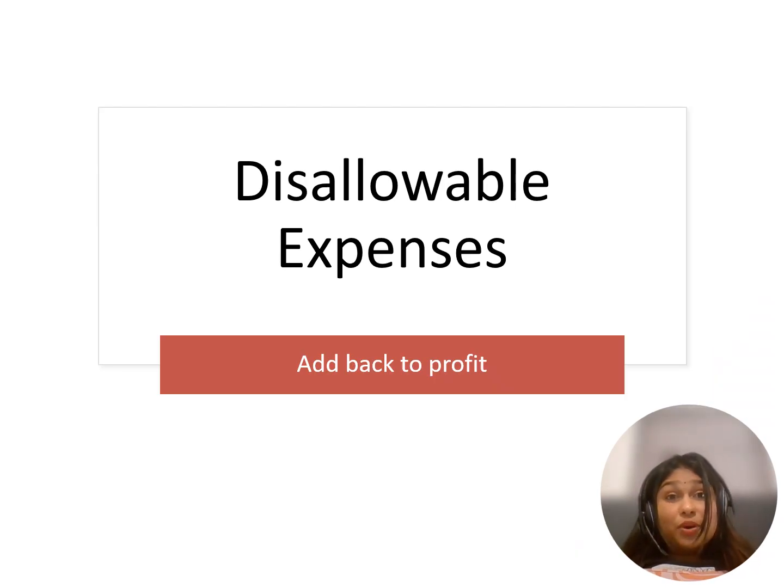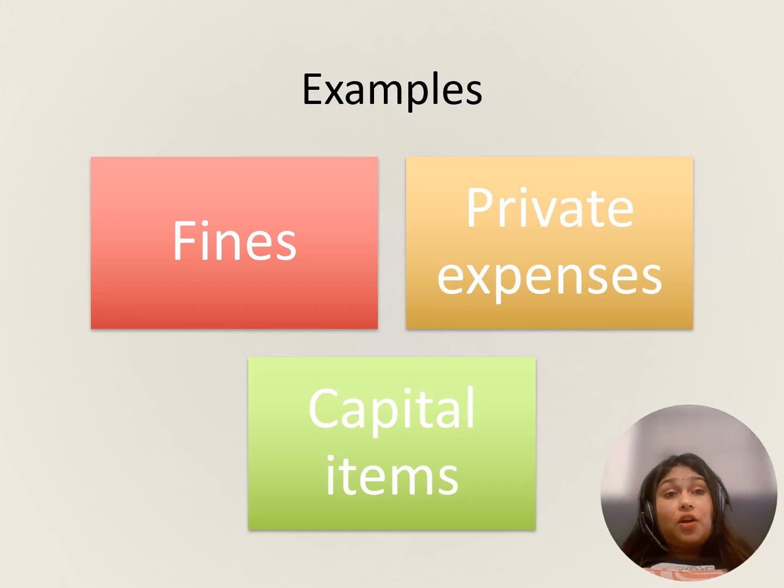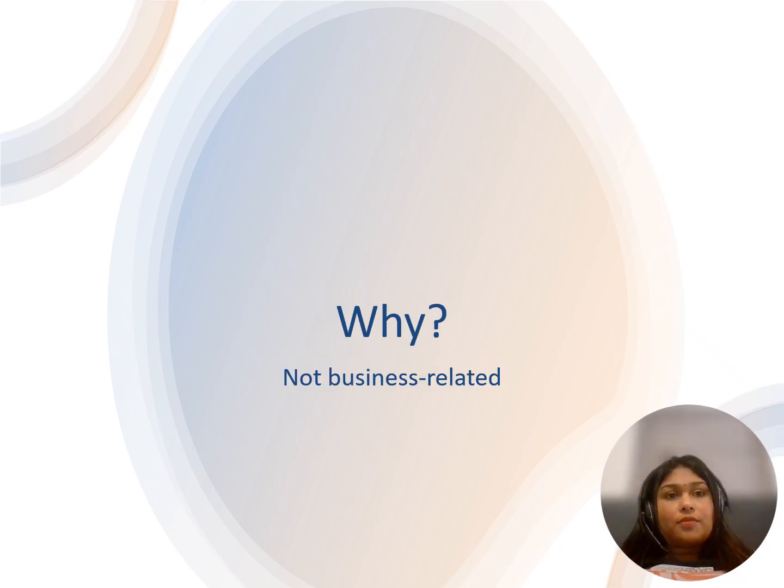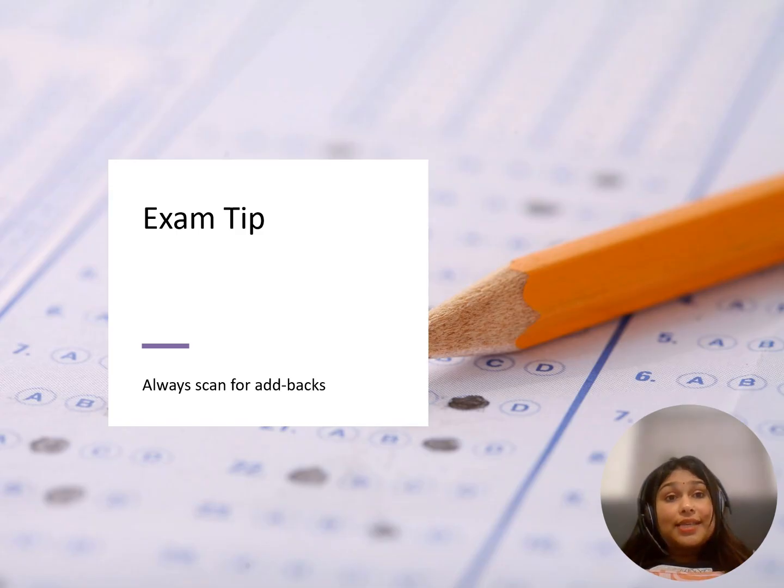Now, let's talk about one of the easiest ways to gain marks, disallowable expenses. These are expenses you must add back. Why? Because they should not reduce taxable profit. Common examples include fines, penalties, private expenses, and capital expenditure. Let's say your profit includes a £2,000 fine. You must add it back, increasing the taxable profit. Many students forget this step and lose easy marks. Always scan the question for disallowable items.